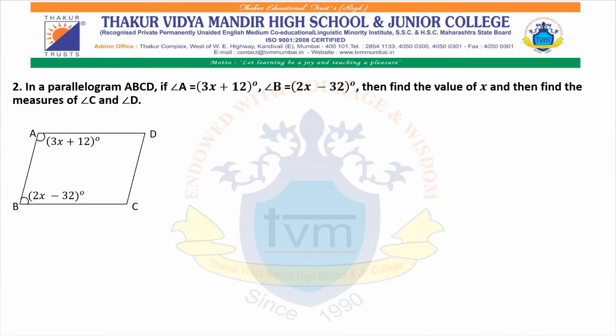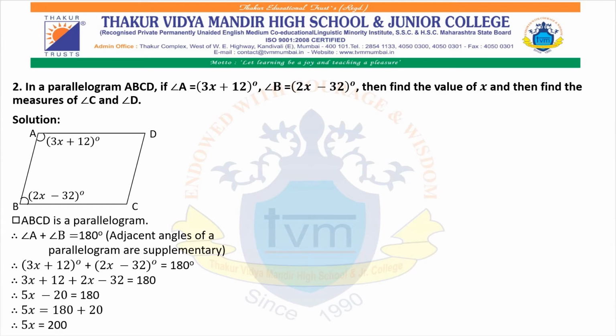Question 2. In a parallelogram ABCD, if angle A is equal to 3x plus 12 degrees, angle B is equal to 2x minus 32 degrees, then find the value of x and then find the measures of angle C and angle D. Solution. Quadrilateral ABCD is a parallelogram. Therefore, angle A plus angle B is equal to 180 degrees because adjacent angles of a parallelogram are supplementary. Therefore, (3x plus 12) plus (2x minus 32) is equal to 180.